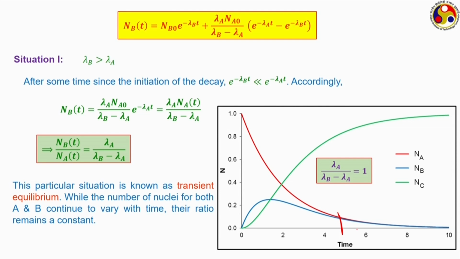It does not mean that Na and Nb are becoming constant, rather the rate at which Na is going to change, the same rate Nb is also going to change after some initial period of development, which has been found here. Putting different values of lambda A and lambda B, we can get different slopes for this curve, but the ultimate conclusion is whenever lambda B is greater than lambda A, after some period of initial development, the ratio of the nuclei will become equal to a constant.